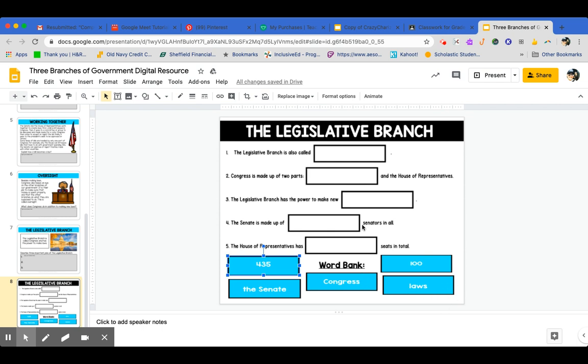So you're going to go ahead and fill in and drag these where each of them would go. If you need to, you can go ahead and rewind the video to help you and re-listen to me read. And maybe if you listen to me read, you could try to fill in the blanks that way as well. We hope you enjoy this, and we hope that you are able to learn a little bit about the legislative branch.